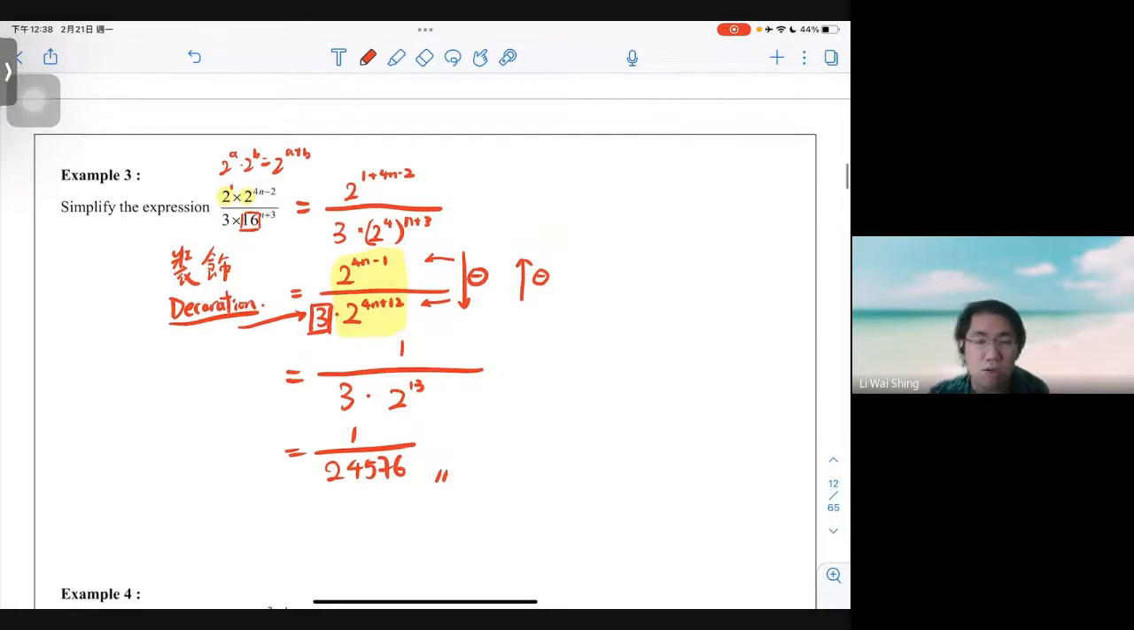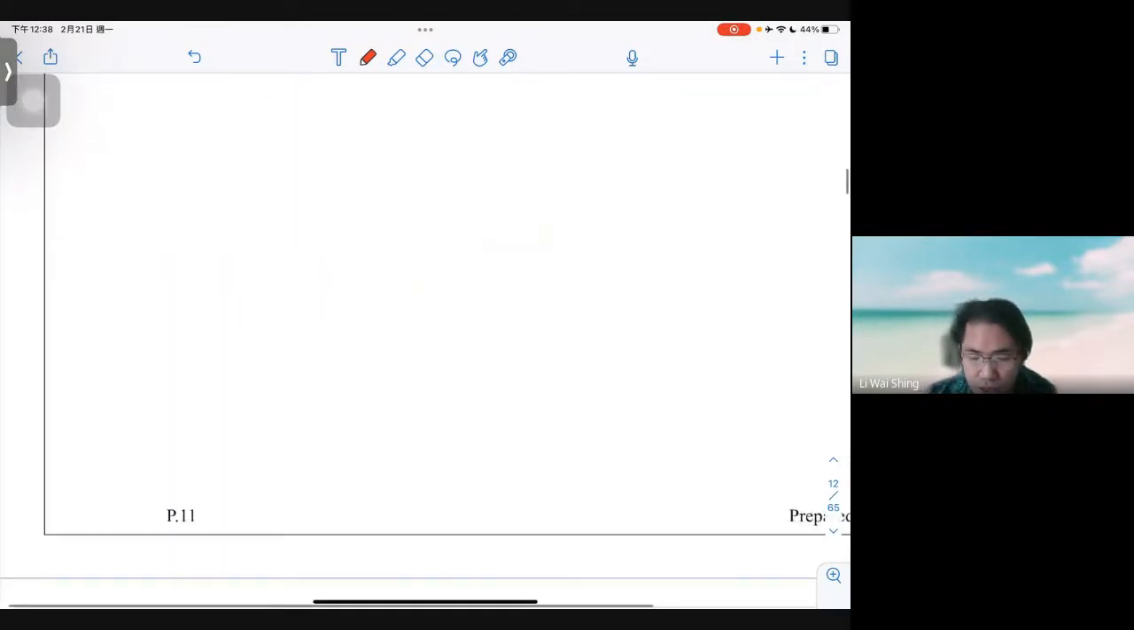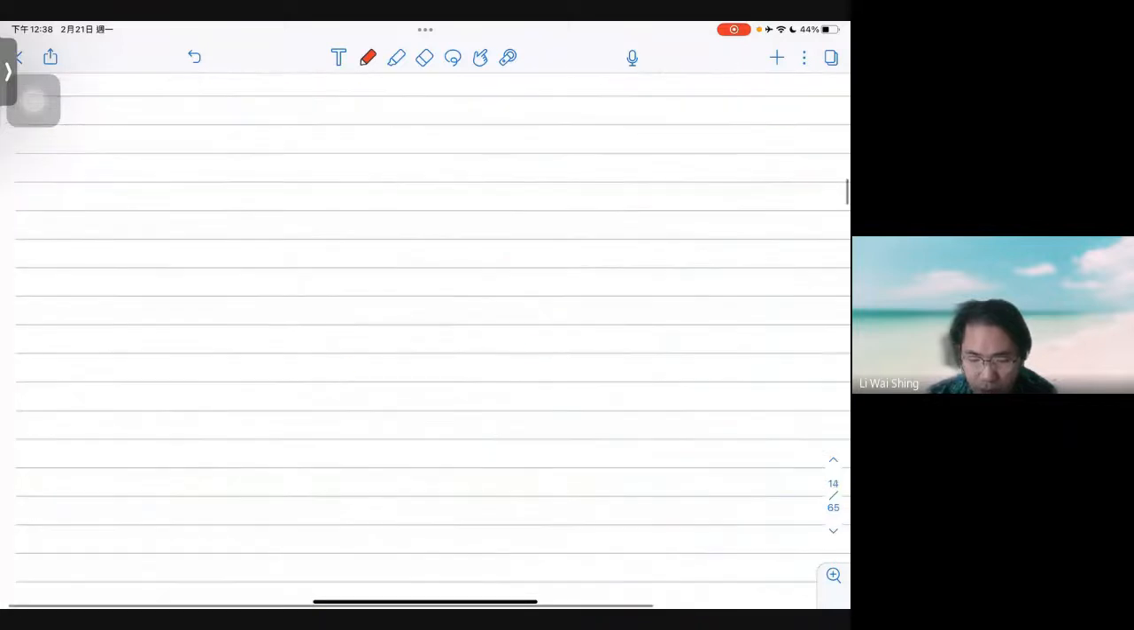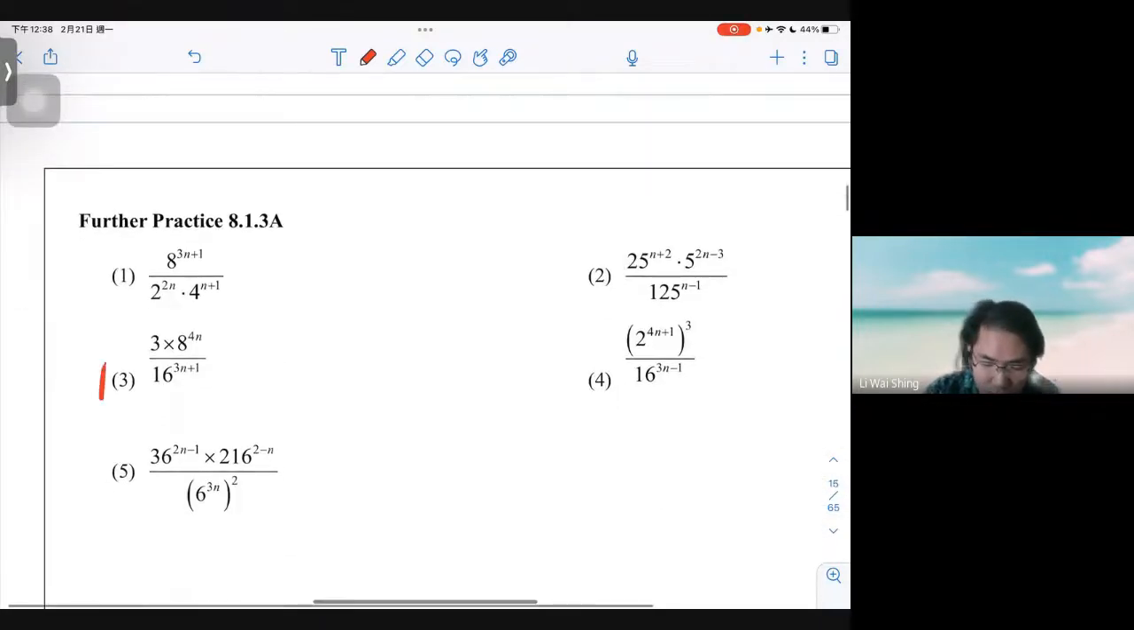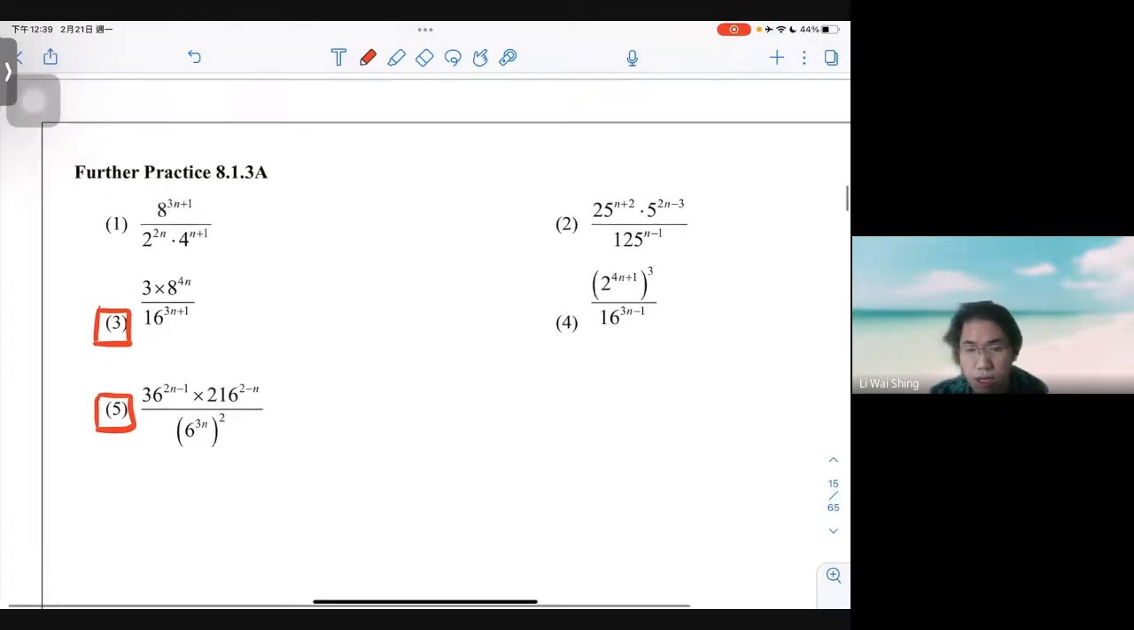All right, any question? If no, then let's do the next example, which is further practice. Please do question 3 and question 5. I'll give you 1 to 2 minutes to do that.